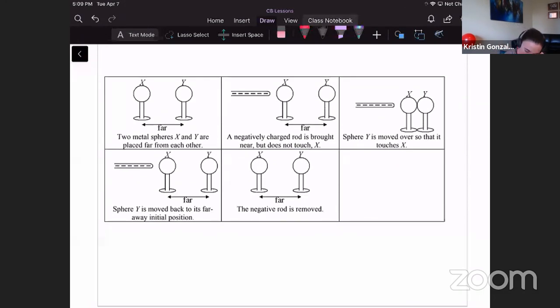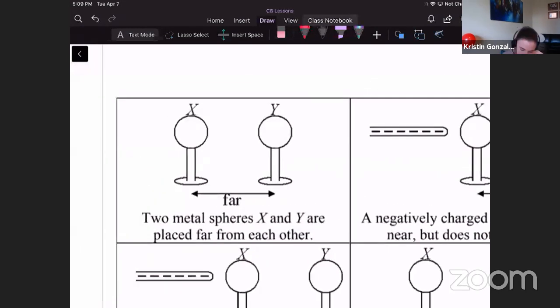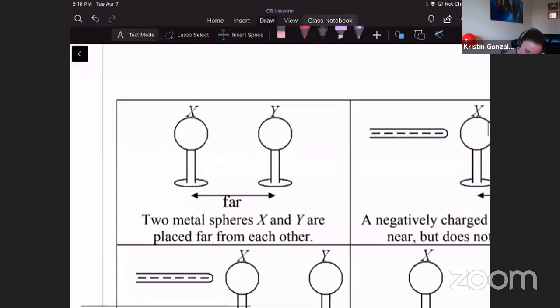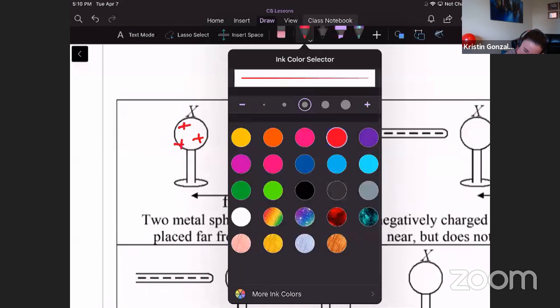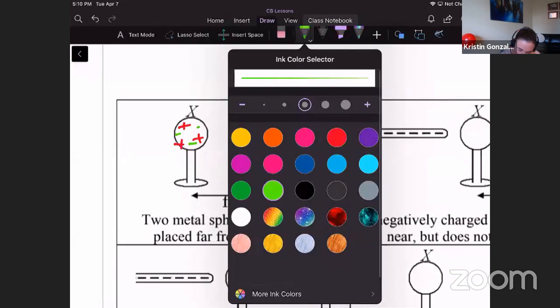So when they're far apart, let's zoom in here. I've got positive and negative charges. I'm going to draw like 3 positive charges and 3 negative charges on each one. And as you notice, those charges are spread out.